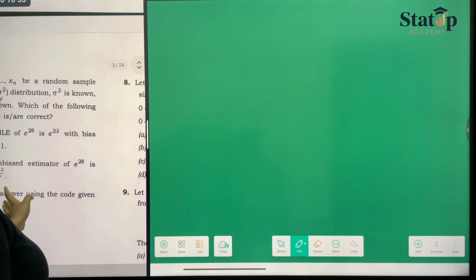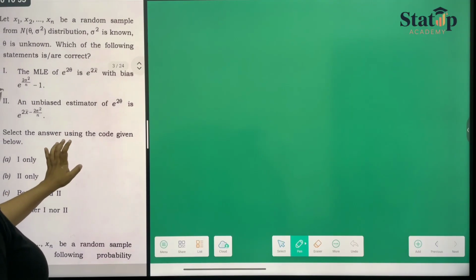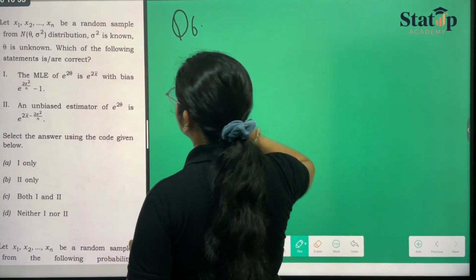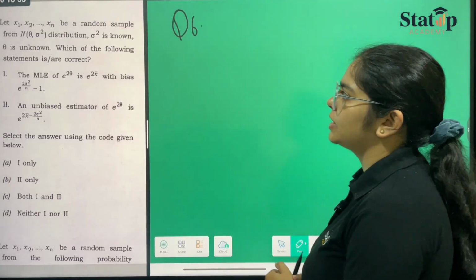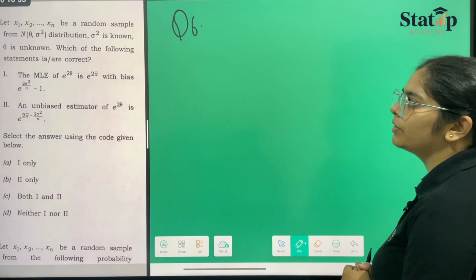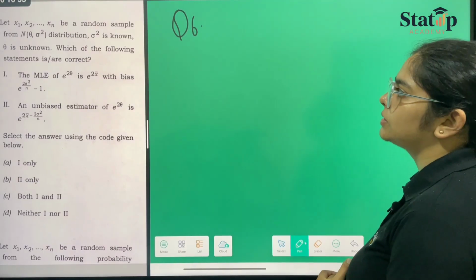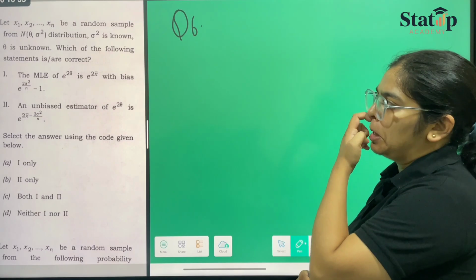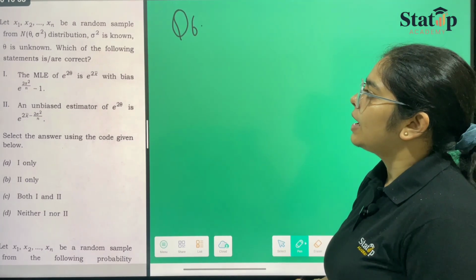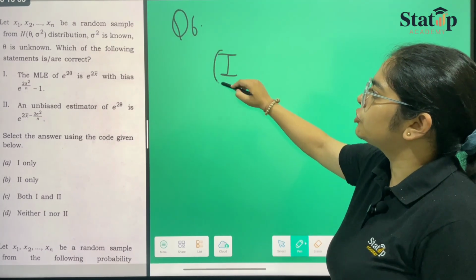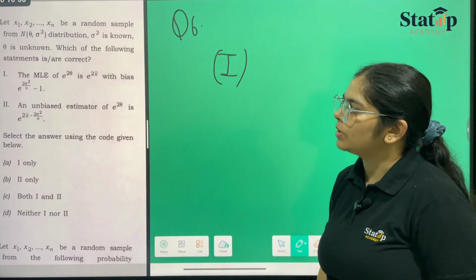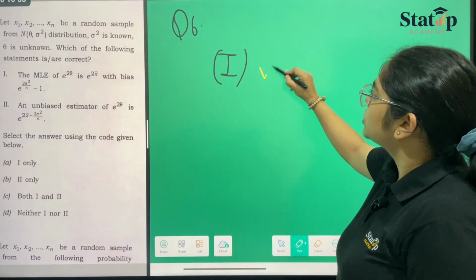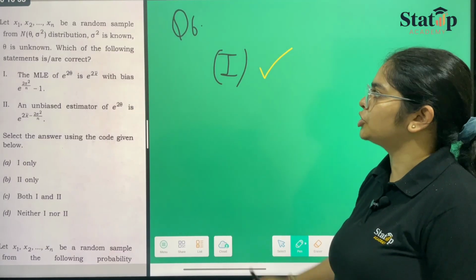Moving towards another question. Question number 6 has given us two statements: xi follows a normal distribution with mean theta and variance sigma square, where sigma square is known and theta is unknown. The first statement states that the MLE of e raised to the power 2 theta is e raised to the power 2 x bar with bias e raised to the power 2 sigma square upon n minus 1, which is a correct statement for question number 6.